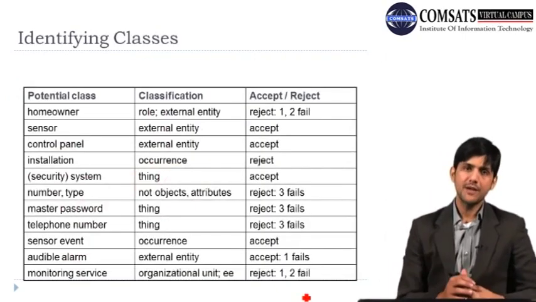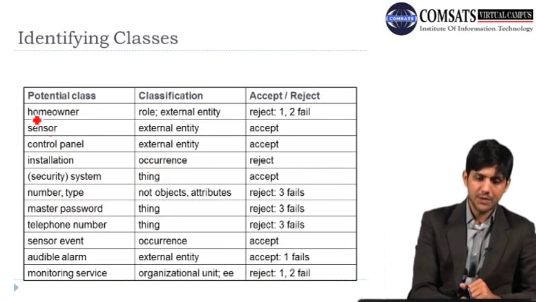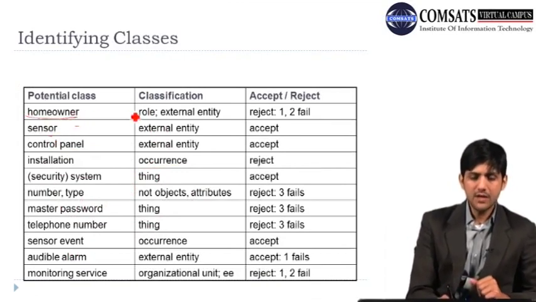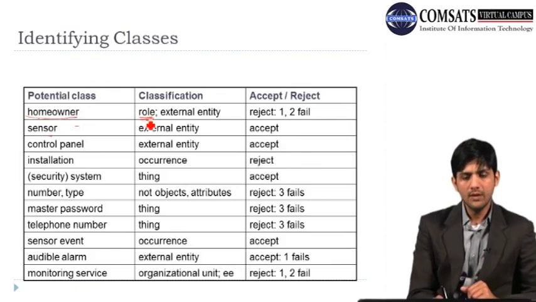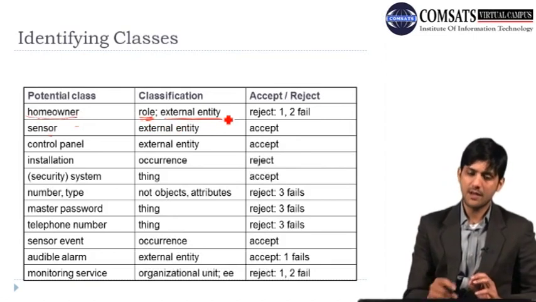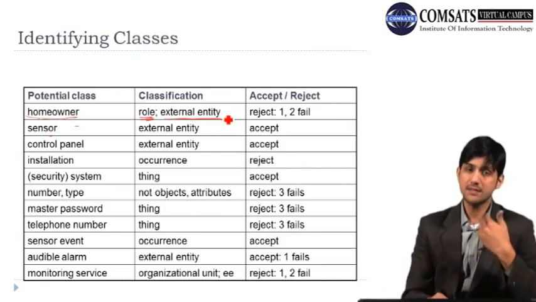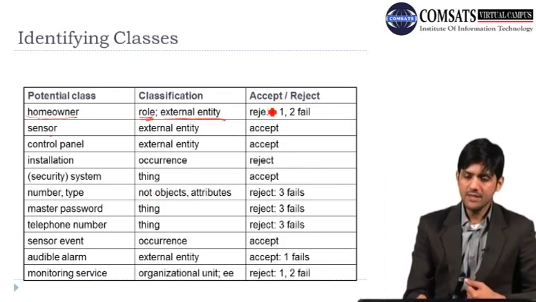So if you remember from the grammatical parts, we identified lots of potential classes. For example, we said that the homeowner is a potential class. Now its classification is a role. Okay. And this is an external entity, and why is it an external entity? Because we said that it's something which is outside the boundary of the system, and so this is an external entity. And then we say, okay, why are we rejecting it?